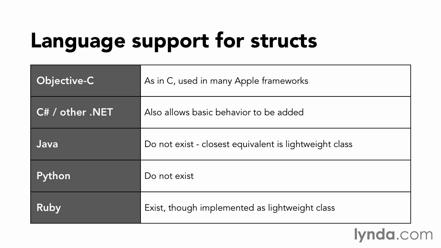But once we get to Java, structs are not directly supported. There isn't a struct keyword. The closest equivalent in Java would probably be a simple lightweight class with no methods and only public variables, and I'll leave it to you whether that offends your object-oriented sensibilities. Now, likewise, Python doesn't have structs. There's a couple of ways to emulate that behavior, but no direct equivalent. And Ruby, structs do exist, although they are more of a simplified class rather than a pure data structure.